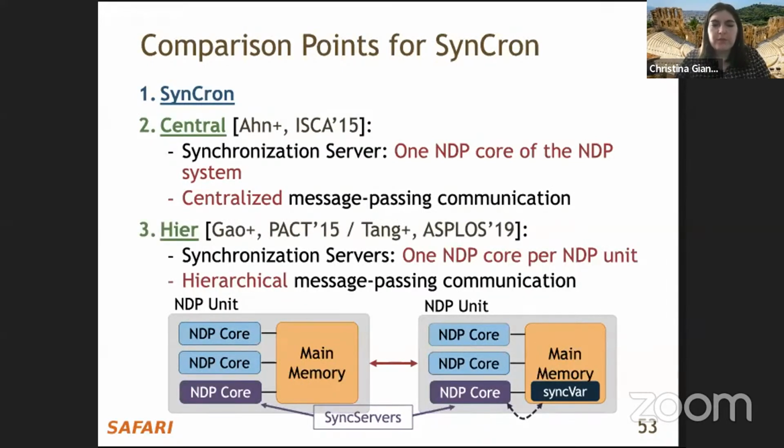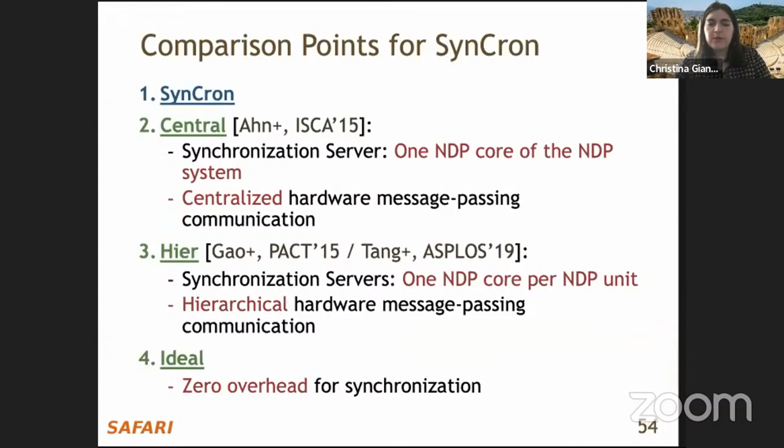Then we compare it with Hier. Hier is a hierarchical message passing communication scheme where we have dedicated cores, one dedicated NDP core at each NDP unit. Those dedicated synchronization server cores coordinate synchronization in a hierarchical manner, and they keep all information needed to coordinate synchronization using a synchronization variable allocated in main memory. And finally, we also evaluate an ideal synchronization scheme with zero overhead for synchronization.